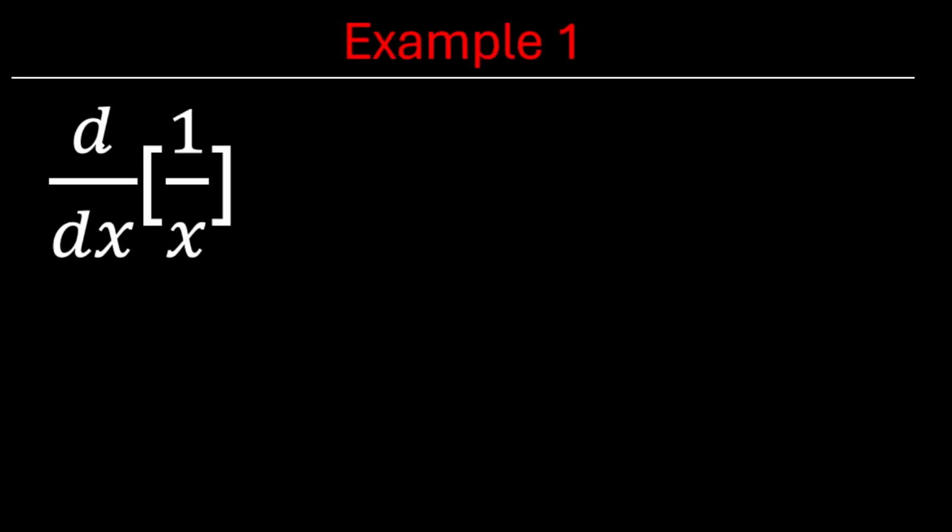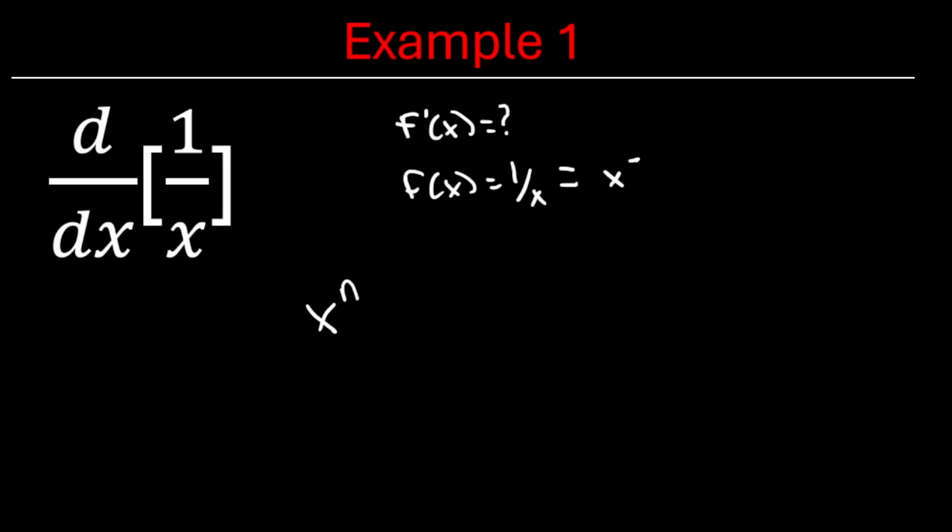Here's another example. d dx of 1 over x. So again, asking for f prime of x, and we're given f of x as 1 over x. Now, a lot of people get stumped up here because they're unsure of how to get 1 over x in terms of x to the n. Well, if you think about it, 1 over x is really just x to the minus 1, right? Therefore, n equals minus 1.